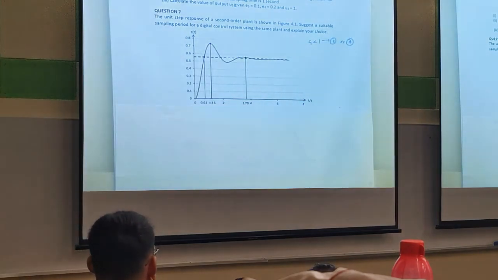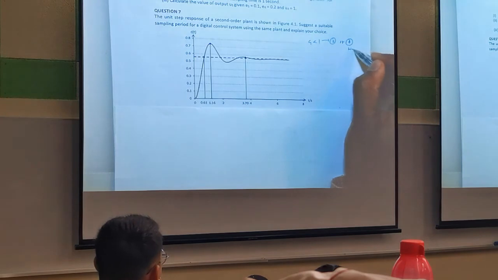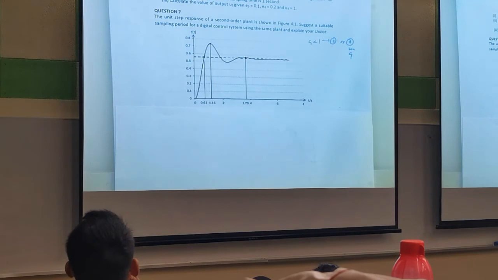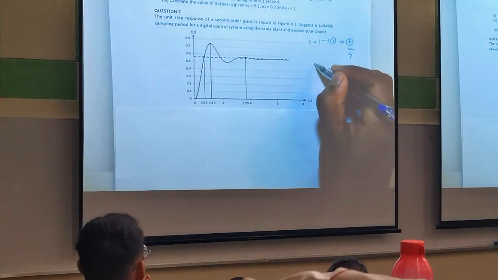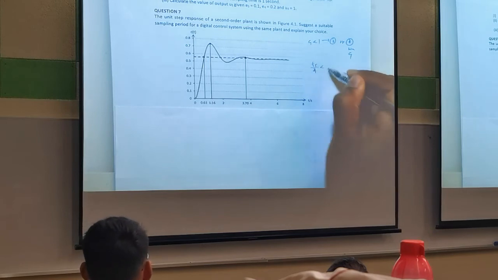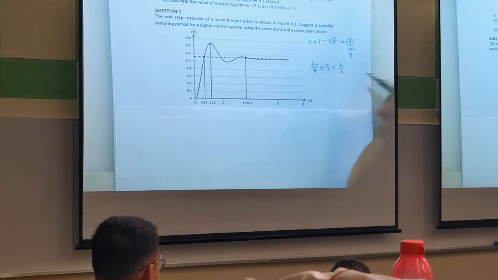But for 4, what do you need to know? To be able to use 4, you need omega n and you need zeta. Do we know all this here? You don't know. You can only find it if you know the transfer function, which you don't know. So rule 2 says TR over 4 ≤ TS ≤ TR over 2.